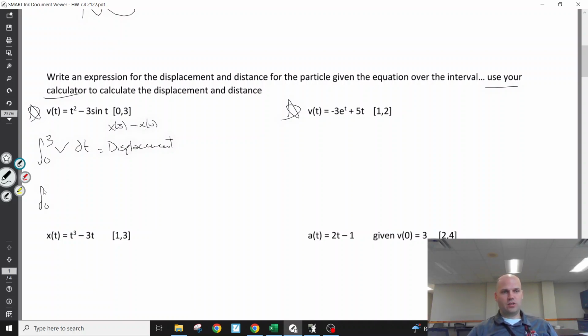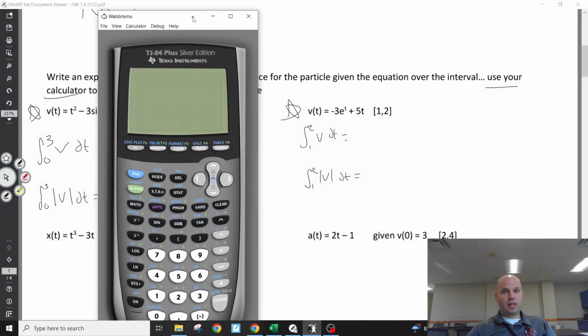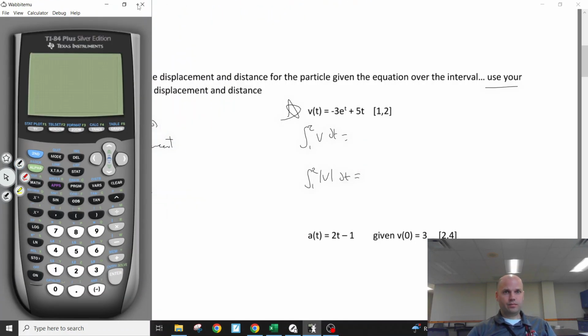And then 0 to 3 of absolute v is going to be your distance. That is not x of 3 minus x of 0. That just makes sure all of your velocities are positive. Here, 1 to 2 of v is my displacement. 1 to 2 of absolute v is my distance. Okay? And I'm just going to use my calculator to calculate those quickly. But then the next two, we need to be careful.